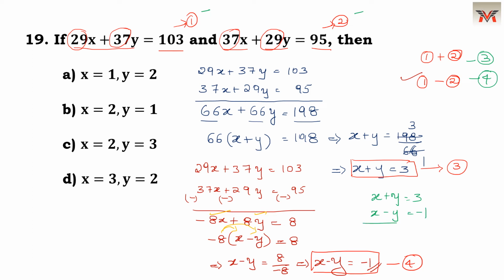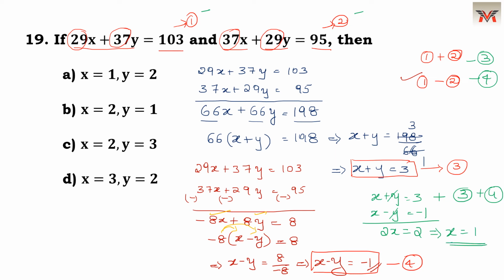Easily we can simplify this one. See here, we can eliminate y by going with the addition, that is equation 3 plus equation 4. So we'll get here 2x. What is 2x equal to? 3 minus 1 gives you 2. This implies x is equal to 1.